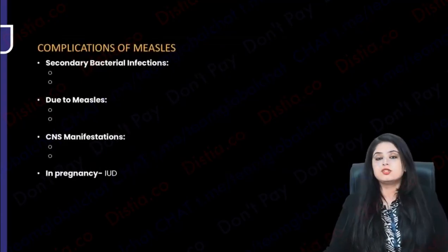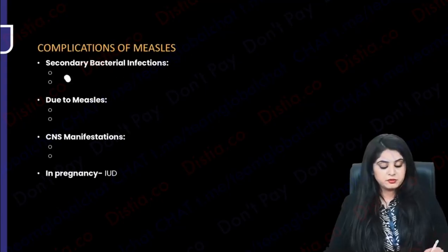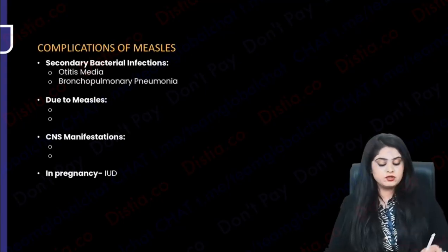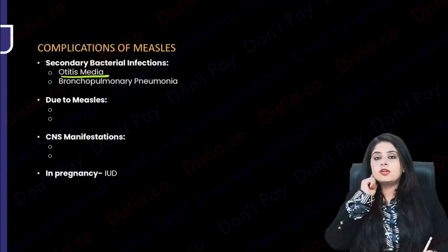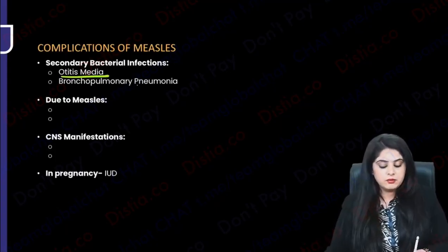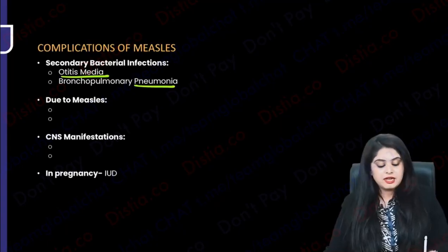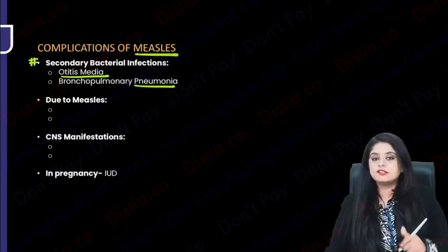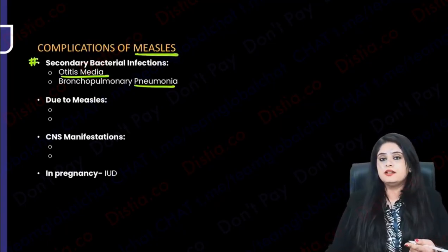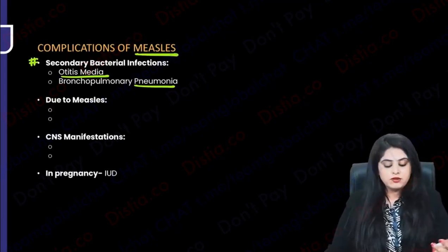What are the complications? The secondary bacterial infections, especially in the form of respiratory infections, ENT infections. Meaning, in the ears there can be otitis media, in the lungs there can be pneumonia. So remember the secondary bacterial infections, because it's a virus, and on top of a virus there could be a bacterial infection.